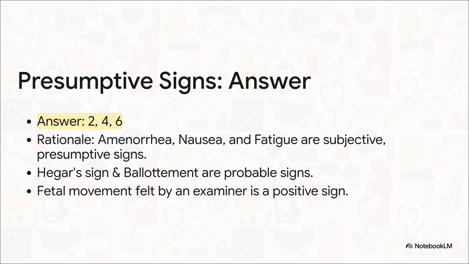Amenorrhea, nausea, fatigue, these are all things the client reports, right? They're subjective. That's what makes them presumptive signs. The other options are either probable signs that an examiner would find or a positive, definite sign.